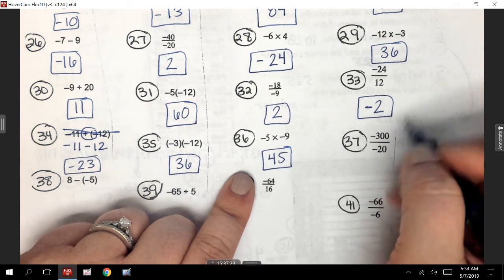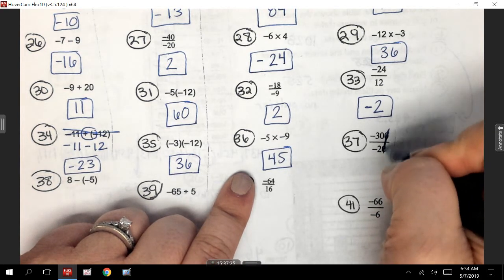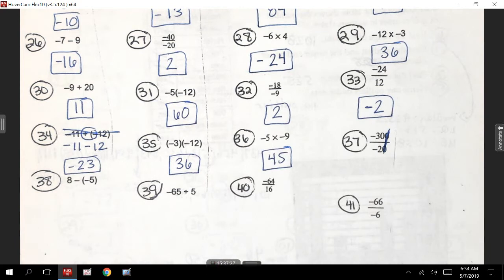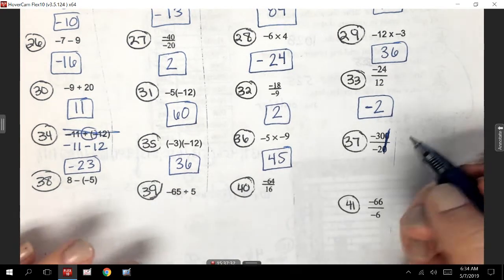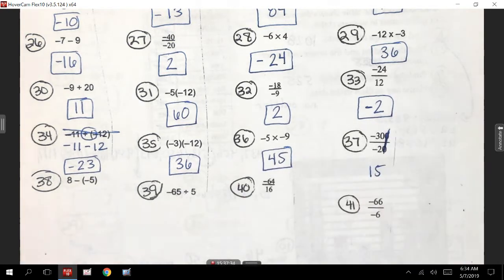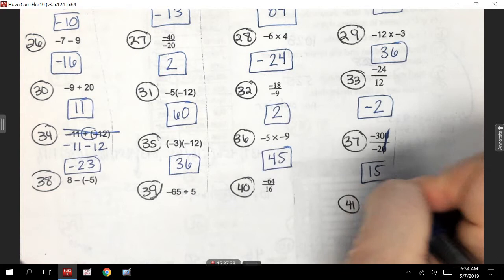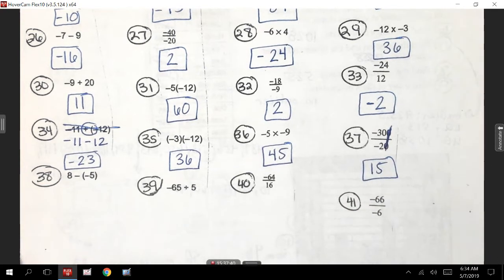300 divided by 20. Guys, the way that I look at this, and I've kind of showed you all that trick, they both have zeros on them, so I'm just going to take those zeros off. Now it's 30 divided by 2. Well, that's a lot easier to think about. 30 divided by 2 is 15 if I break it in half. It's positive because they're the same sign.